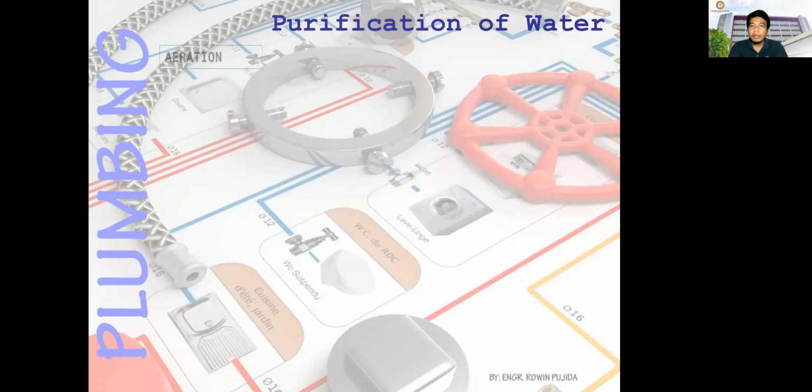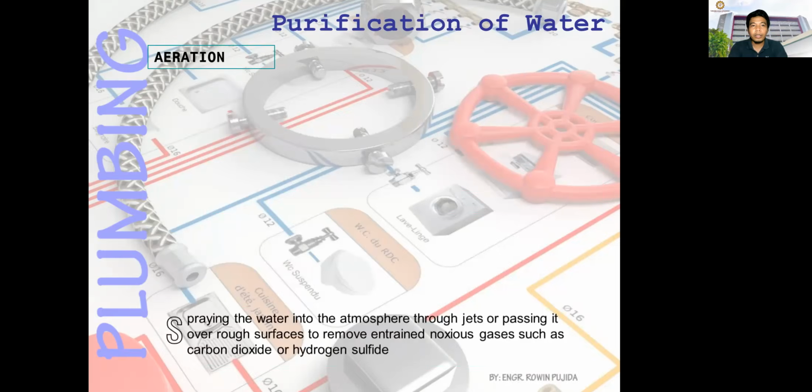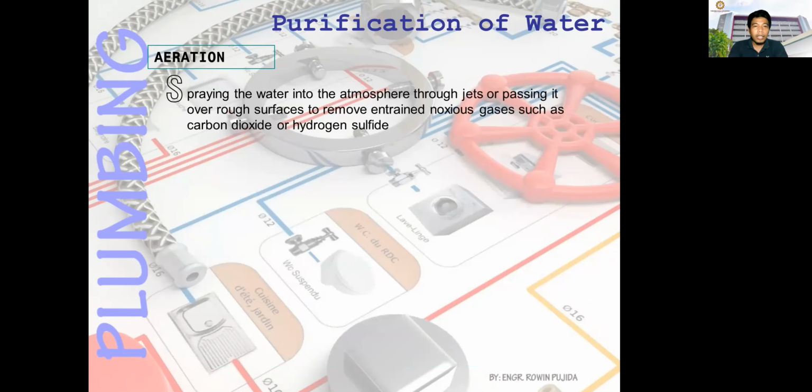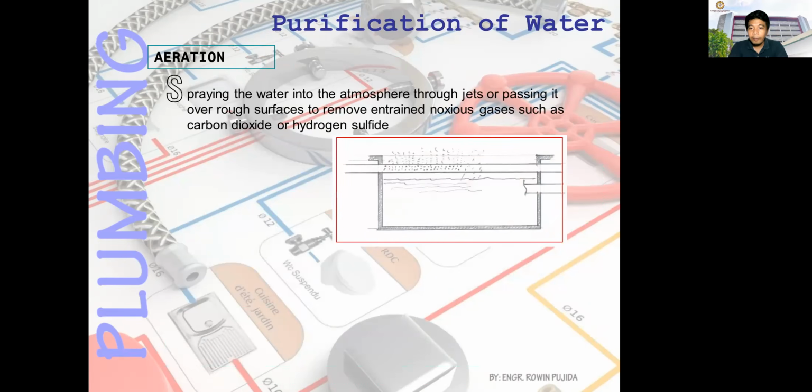So for the purification of water, aeration is the spraying of water into the atmosphere through jets or passing it over a surface to remove entrained noxious gases such as carbon dioxide and hydrogen sulfide. So this is the process of aeration.